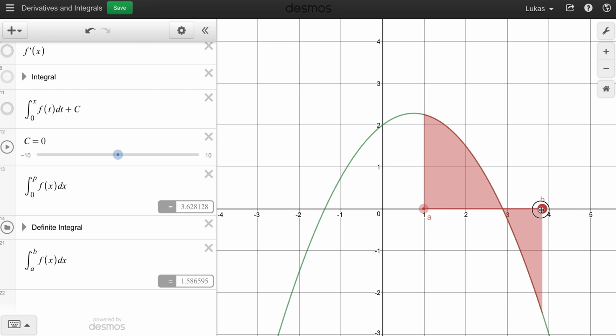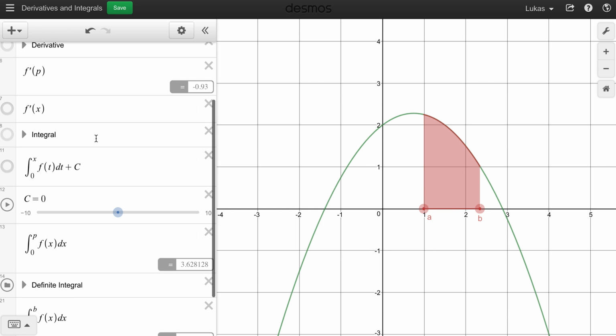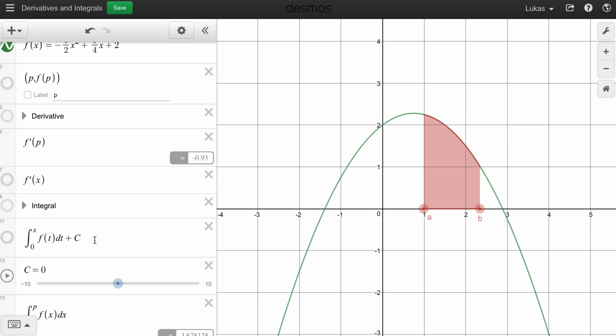So that's essentially what an integral is. It's the area below the curve. But again, there's another way of thinking about it. It's just the function, the derivative, the function that would have a derivative equal to that green line. So that's what an integral is.